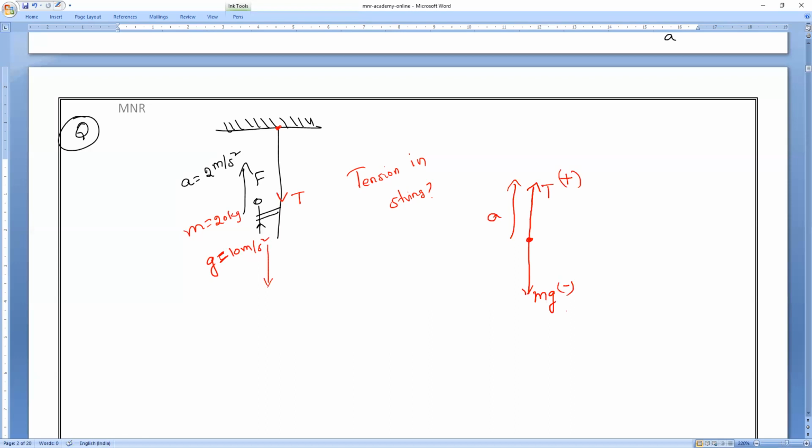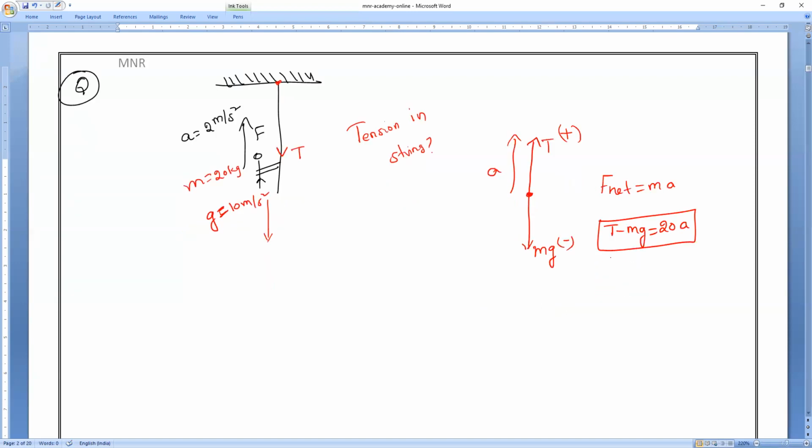So then what will happen? F net is equal to m into a. So F net is equal to T minus mg, which is equal to m, which is 20, into a. So this is one of the equations. Any problem for anybody? Do you all understand? Yes, sir.